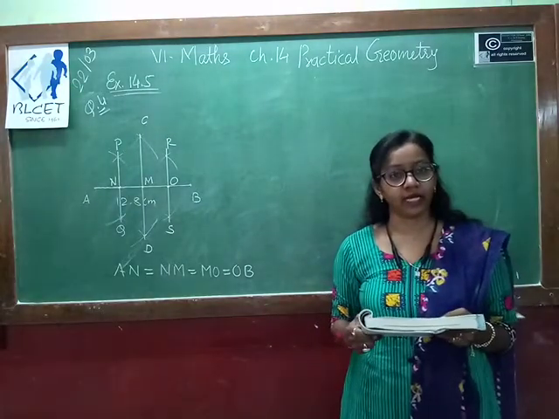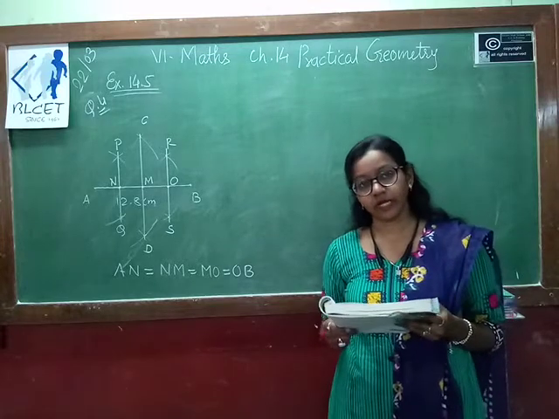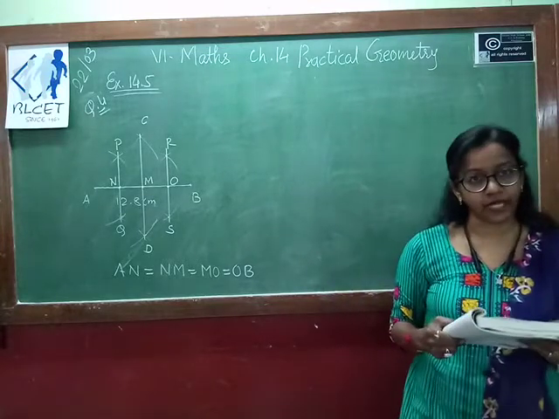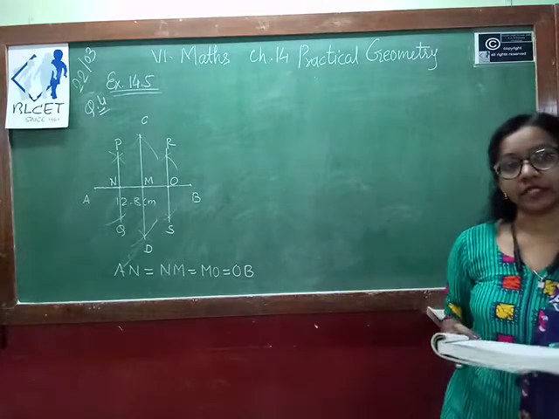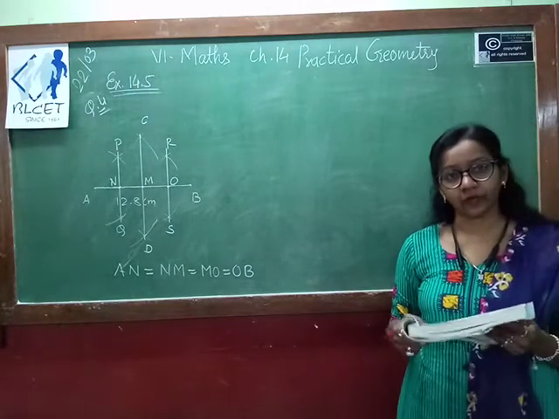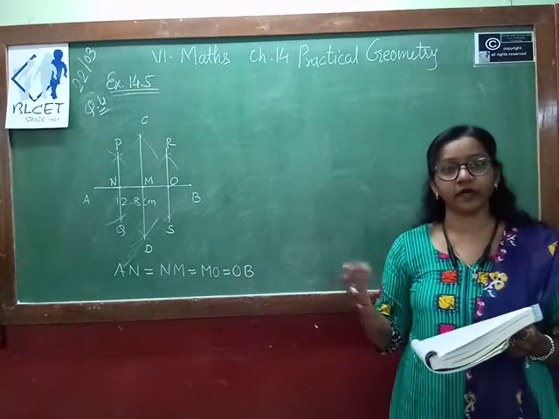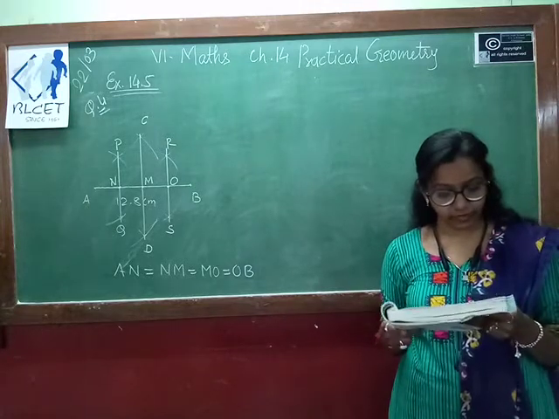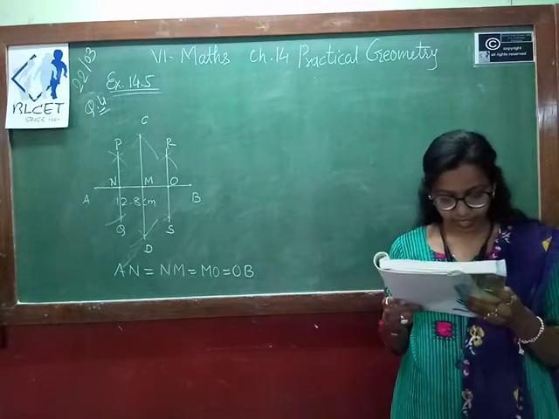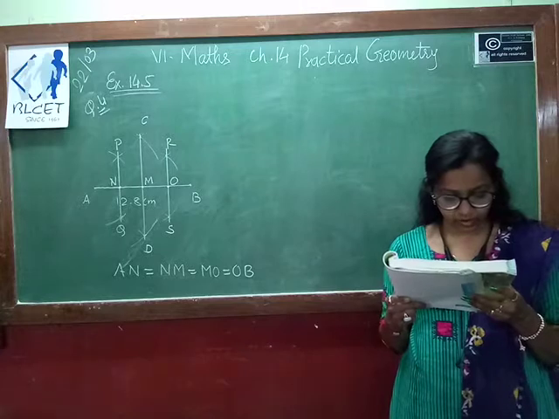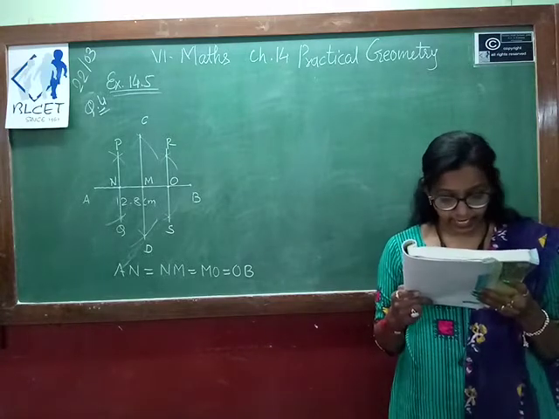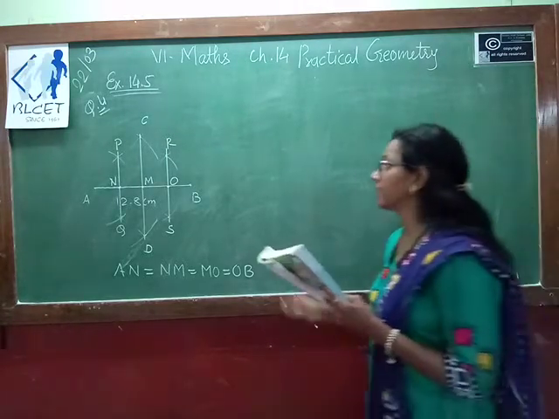6.1 divided by 2. So what is the answer? 3.05. Okay. So that is your radius. According to that, you have to take the radius and draw the circle. So this question you will do by yourself. Now see question number 6. Draw a circle with center C and radius 3.4 centimeters.